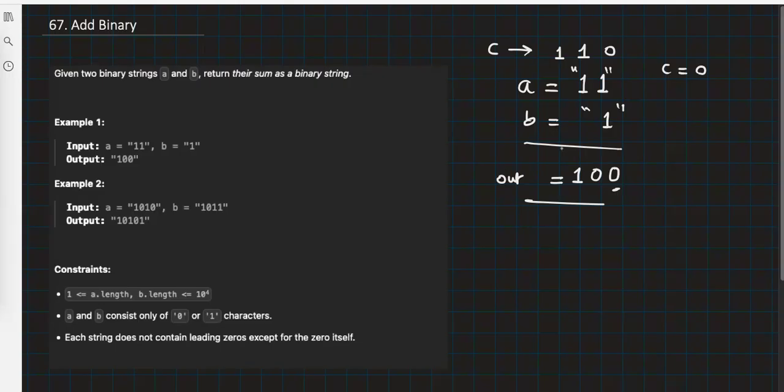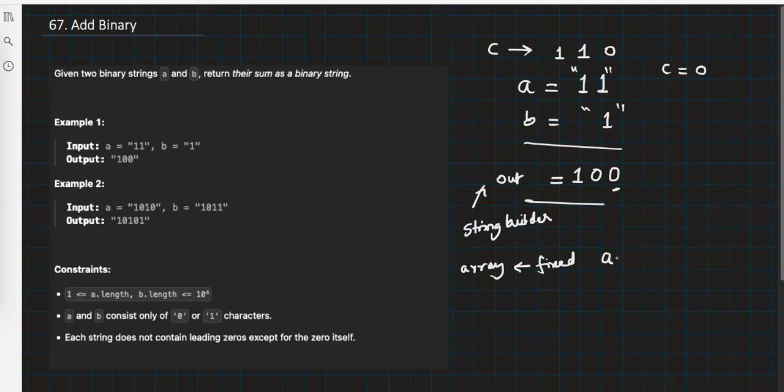Now to store the output, what you can use as the data structure is a string builder in Java, or you can use an array. For using an array, because we have to fix the length of the output, we have to make sure that we take the length of the maximum string available.